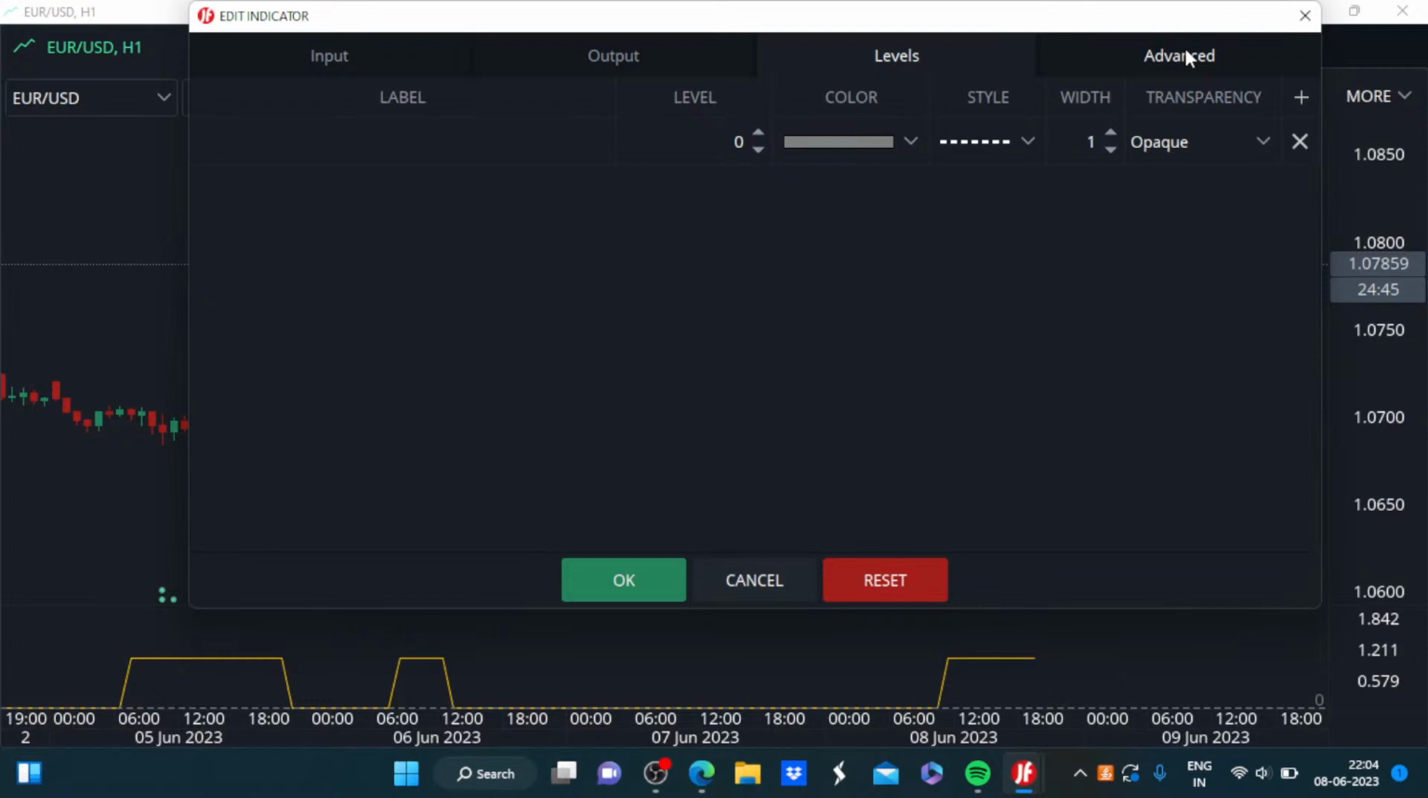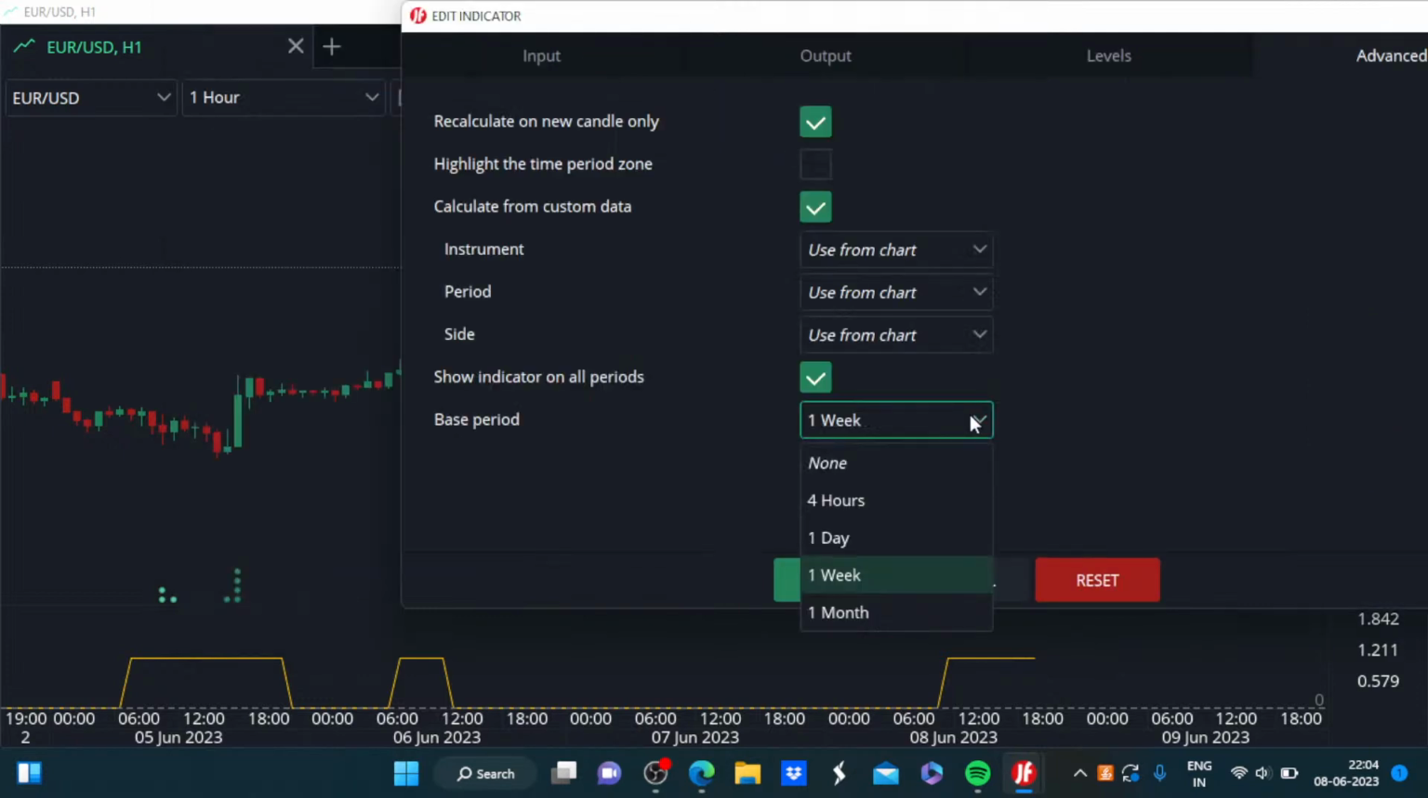You can customize the calculation further. You can have the candle period defined independently of the chart, so that possibility is here. Show indicator on all the periods. If you want this indicator to be available on all the candle periods, you can opt in for this, or else you can specify on which particular time frame you want it, and it will be available on that time frame. The base period can also be varied, but it's not really going to make much of a difference for this indicator, so I would not really recommend making any changes in this parameter.